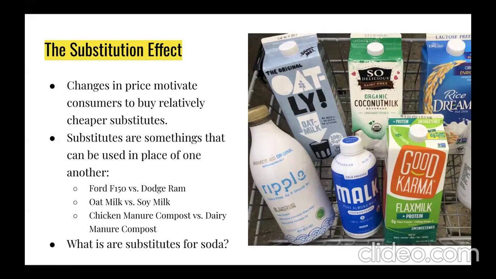Changes in price motivate consumers to buy relatively cheaper substitutes. So if you compare these two oat milks and you think, well, the benefit I get from either of these is basically the same, but one is cheaper, you'll probably buy the cheaper one. So a substitute is something that can be used in place of another thing. So we think about this in terms of other products. If you're looking for a truck, a Ford F-150 is roughly equivalent to a Dodge Ram. Those two products do the same thing, so they're substitutes. Oat milk versus soy milk, those two things are substitutes.